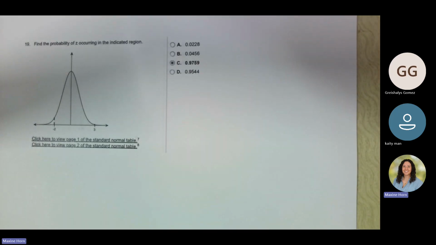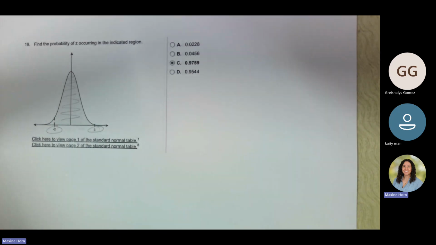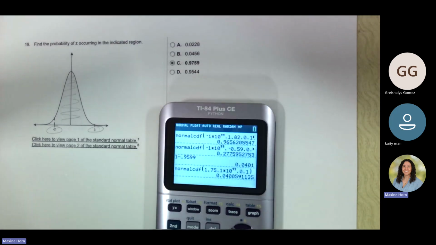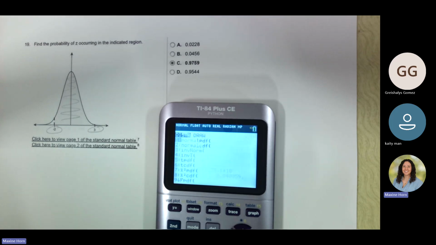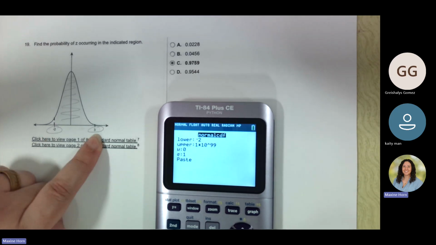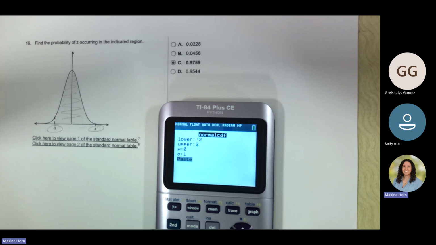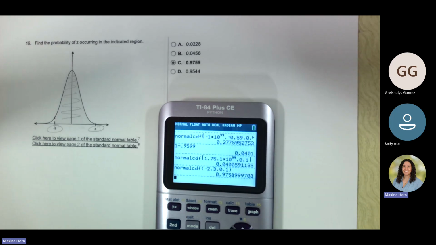Okay, find the probability of Z occurring in the indicated region, which is between these two values. Okay, so I think that for me, this is probably going to be faster on the calculator. So let's just do this on the calculator. So again, we're going to go second vars, normal CDF. My lower bound is my lower Z-score. My upper bound is my upper Z-score. And this is a standard normal curve, mean of 0, standard deviation of 1. And there we have it.